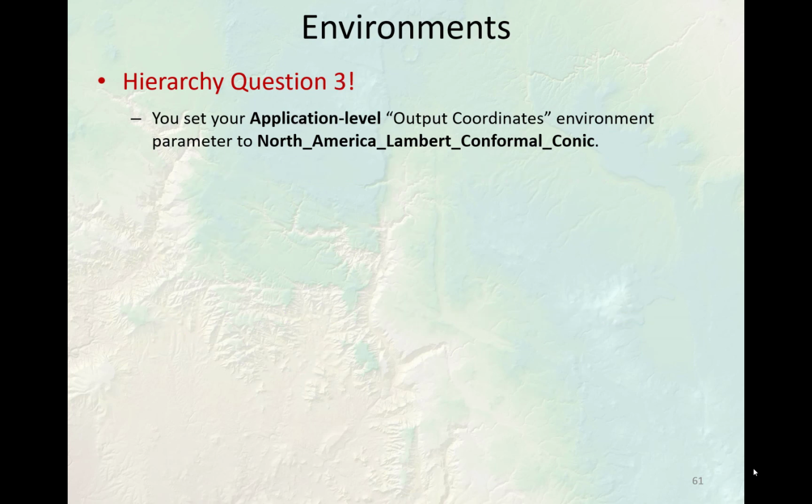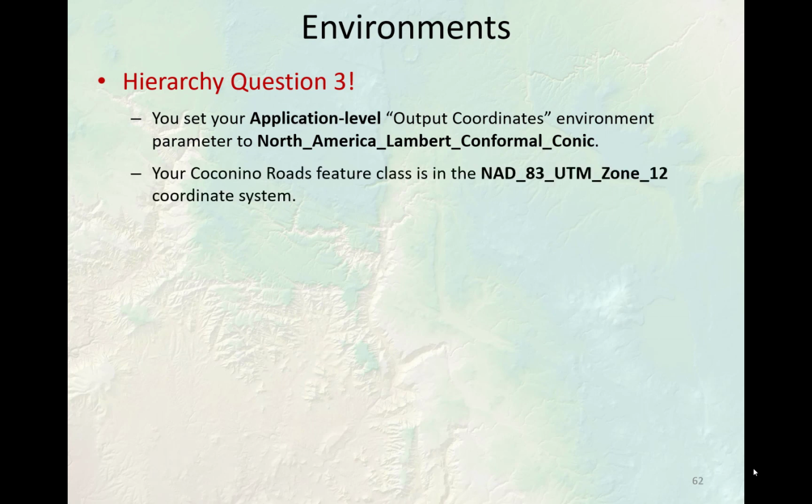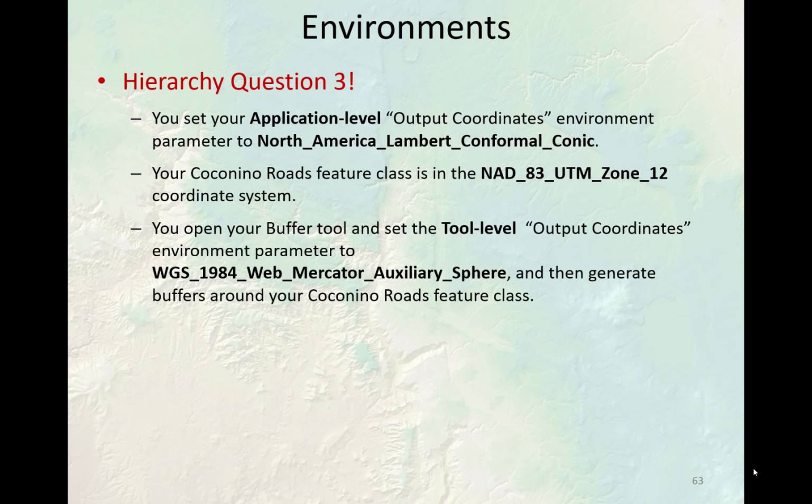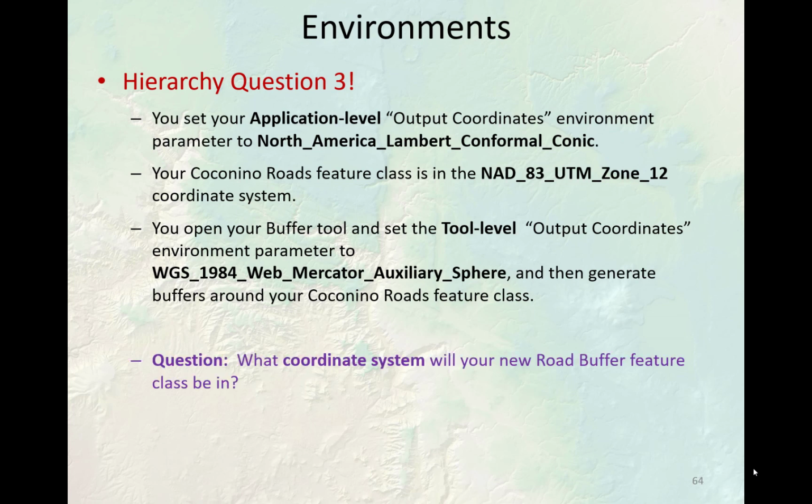Question 3. Again, we set our application level environmental setting to North American Lambert. Our roads are still in UTM zone 12. We run the buffer tool, but this time in the buffer tool we set the tool level environmental setting to be a different coordinate system. So the roads themselves are in UTM zone 12. The application is set to produce all data in North American Lambert, and then we set the tool to produce the data in a Web Mercator auxiliary sphere. Then we create our buffer. Question, what coordinate system will the buffers be in?